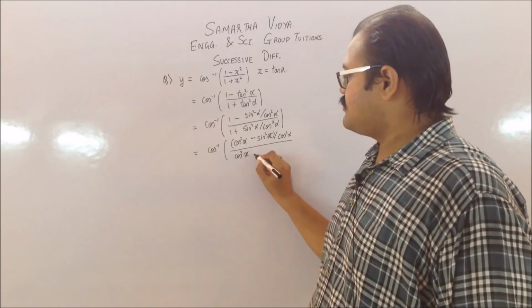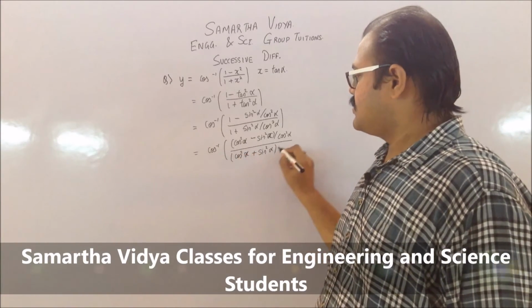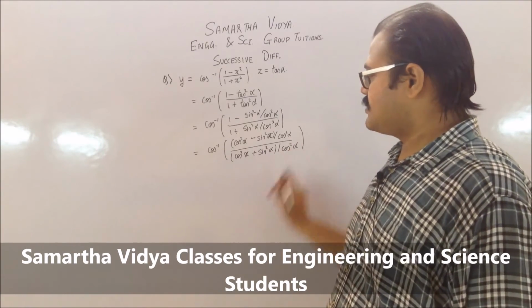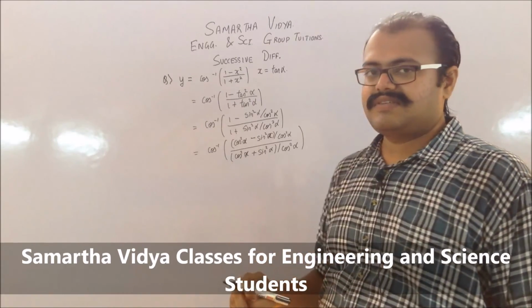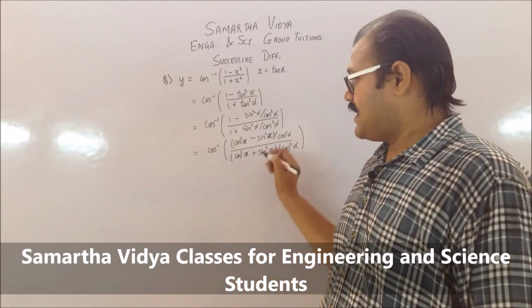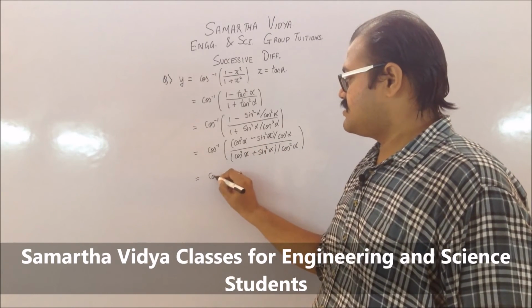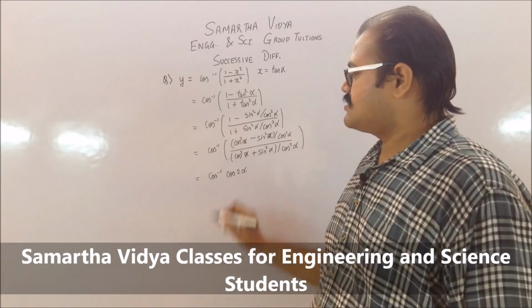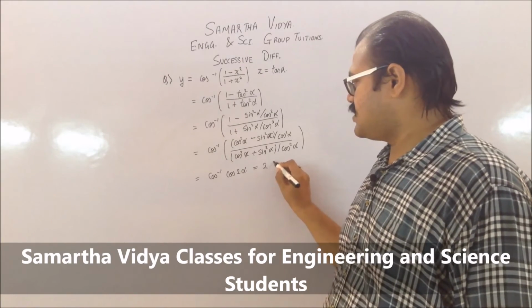plus sine square alpha divided by cos square alpha. So you can see that cos square alpha gets cancelled out. You are having cos square alpha plus sine square alpha, which is nothing but 1. And you are having cos square alpha minus sine square alpha, which is nothing but the formula for cos 2 alpha. So the cos inverse and cos basically nullify each other. So you're getting 2 alpha.